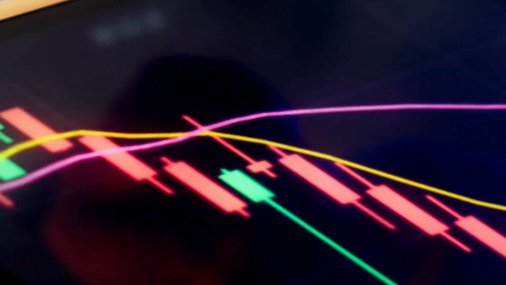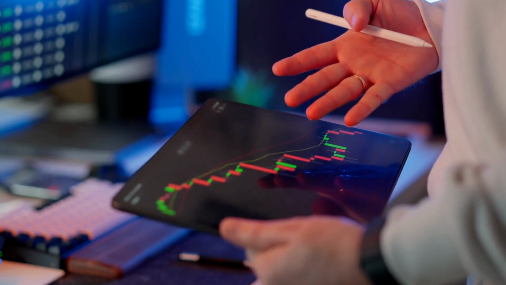Remember, reading a chart is a skill. Like any skill, it improves with practice. The more charts you look at, the more comfortable you'll become.